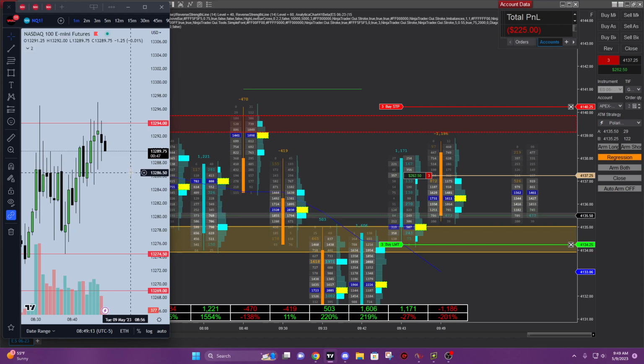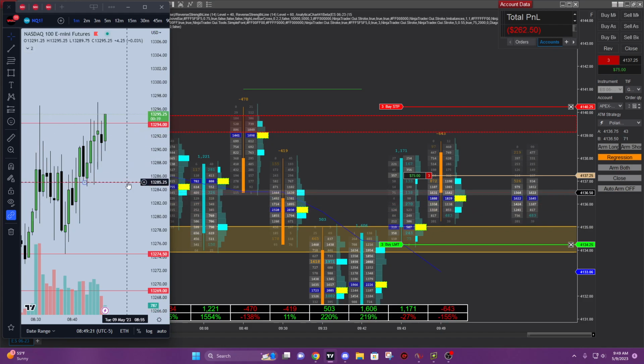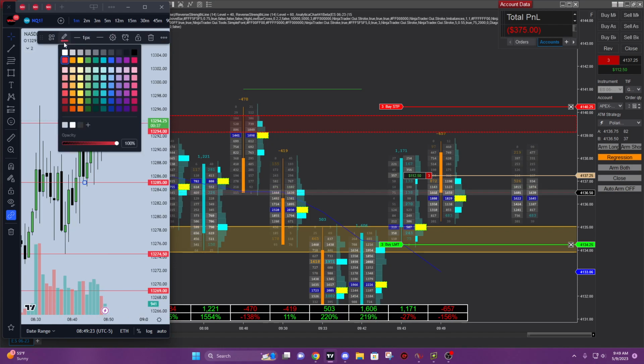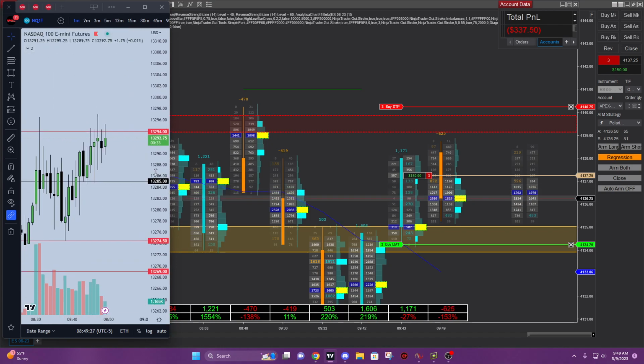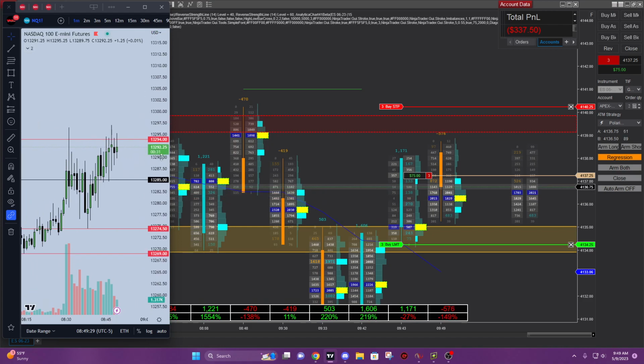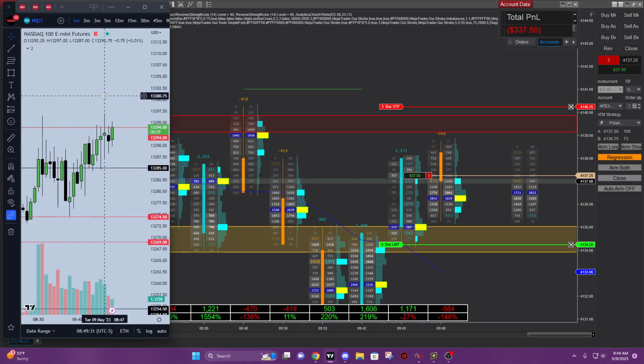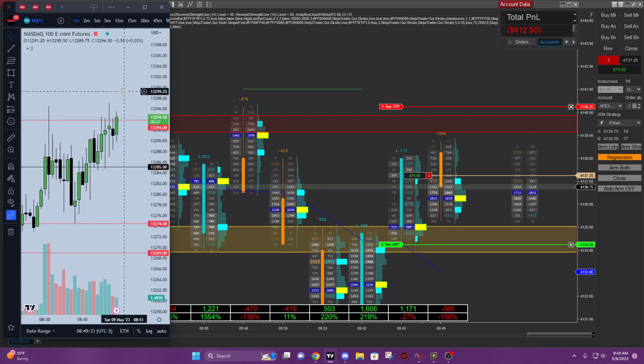I think if NQ can break below probably right here. Yeah, it's gonna be hard to break below this area. Probably move lower for a few minutes. But it just does not look like it wants to do that right now.